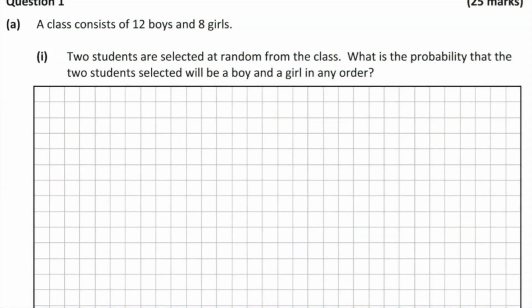Okay, so here's our question. We're told the class consists of 12 boys and 8 girls, and 2 students are selected at random from the class. We're asked to find the probability that the 2 students selected will be a boy and a girl in any order. So the key phrase here is that we're allowed any order.